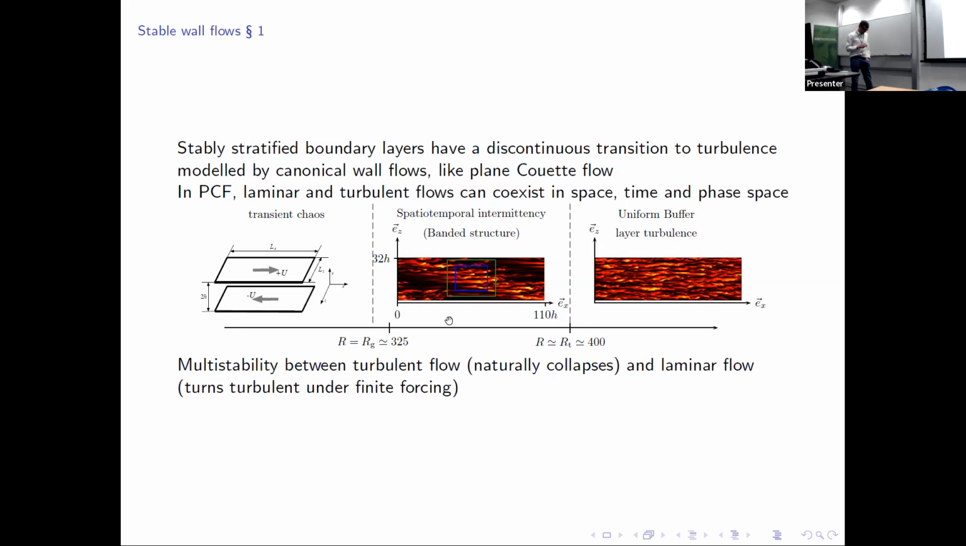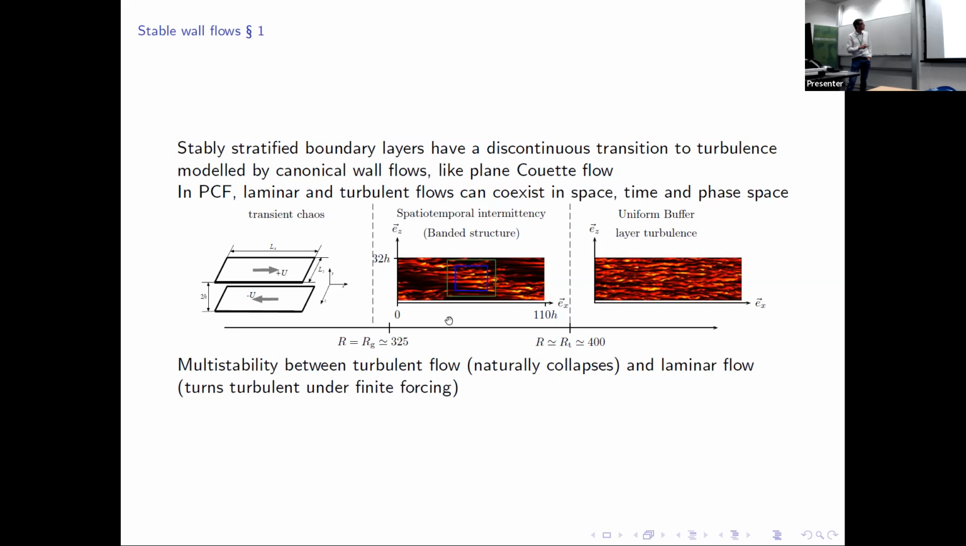And meanwhile, you can also have the natural collapse of wall turbulence toward the laminar flow after a certain time. So you have this bistability between laminar and turbulent flow. And this coexistence of laminar and turbulent flow, illustrated in the picture in the middle here, can also exist in space. So you can have in the flow regions where the flow is laminar, in black, and where it is turbulent. So that's the second example I'm going to talk about a bit more later.